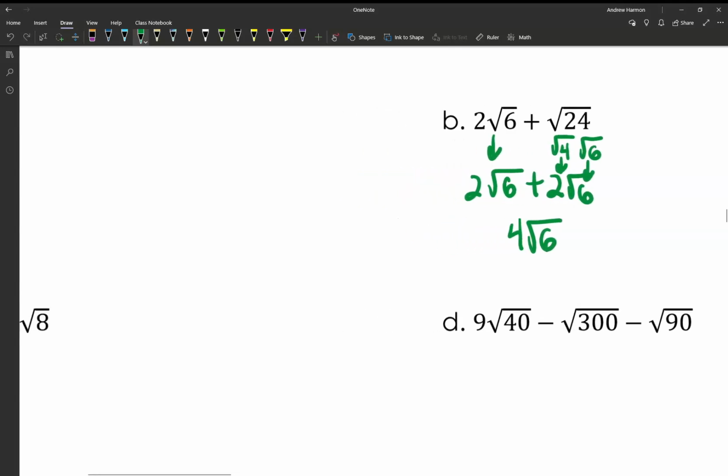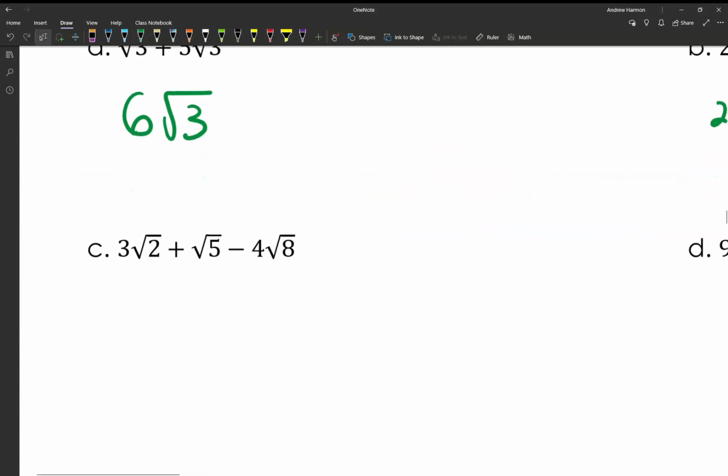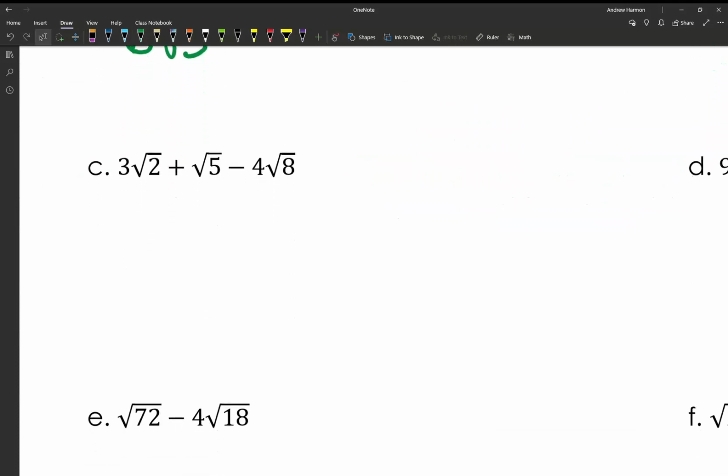Let's take a look at letter C here. Now we have the 3 square roots of 2 plus the square root of 5 minus 4 square roots of 8. So first we want to ask, can we simplify any of these radicals? 3 square root of 2, I can't do anything with that. I'll just bring it down. Square root of 5, can't do anything with that. I'll bring it down. Now this 4 square root of 8.